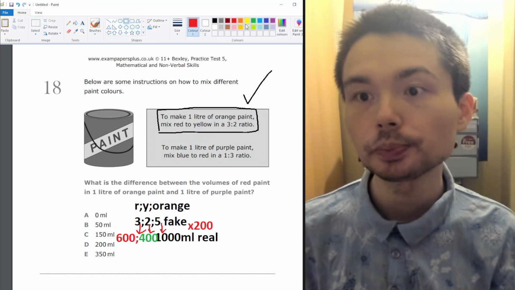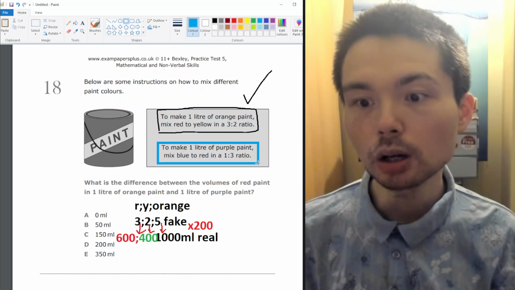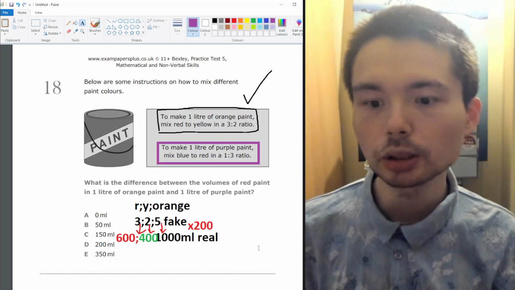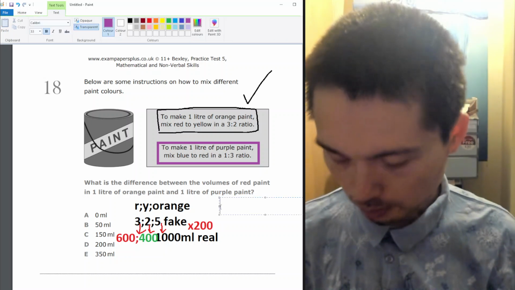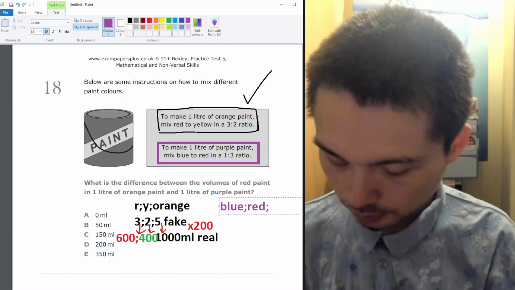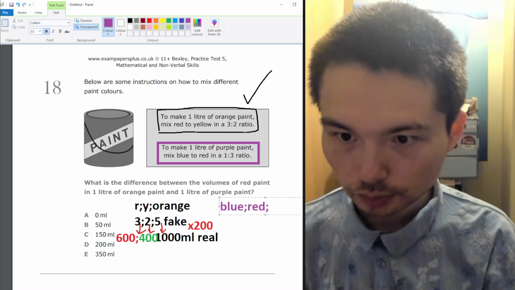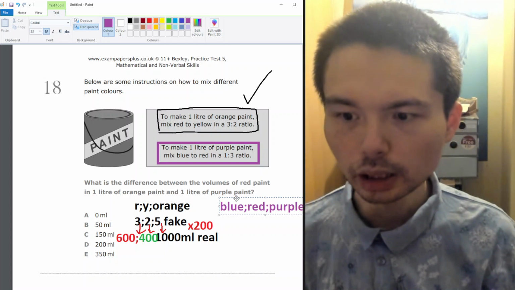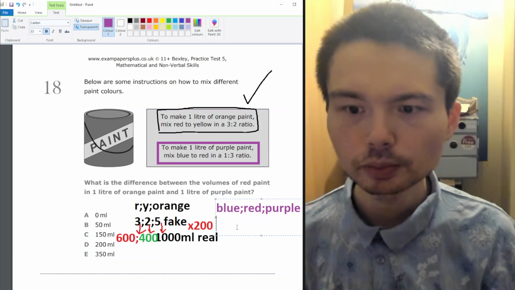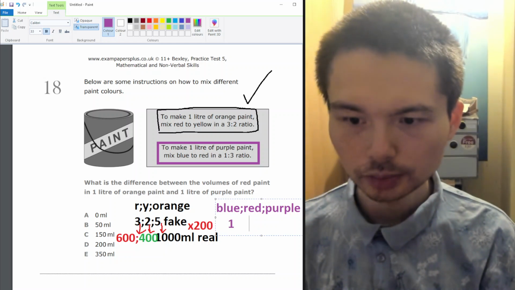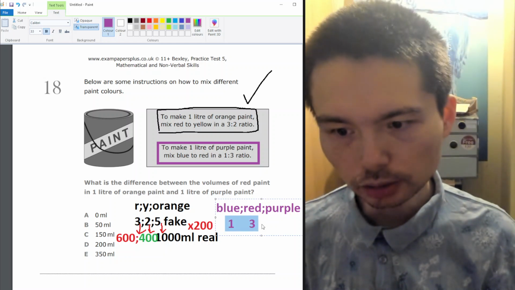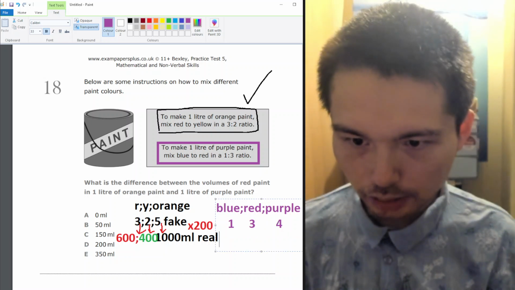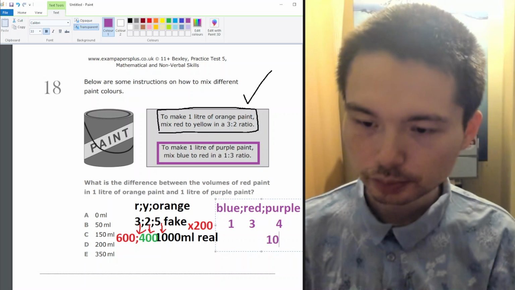To make 1 litre of purple paint, we need to mix blue to red in the ratio 1 to 3. Blue, red, purple. Squeeze that on the page there. 1 to 3. So first step, every ratio question, add up the sections. We have 4. That's the fake total. Put that underneath. The real total is the same thing.